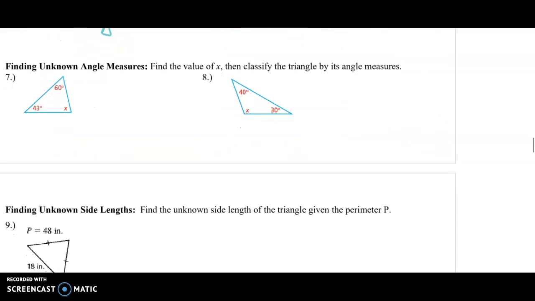Okay? So now let's look down here at 7 and 8. We're finding the unknown angle measure. So we're going to find the value of x, then classify the triangle by its angle measures. We know that these three angles have to add up to 180 degrees. So 180 minus 60 minus 43 is going to equal 77. So I know that x is equal to 77 degrees. So I have a 43, a 60, and a 77 degree angle. Those are all acute angles, so this would be an acute triangle.